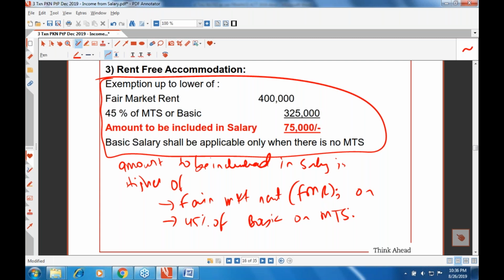So if you give your employee rent-free accommodation, that's another benefit which you are giving to them. If that benefit is being provided to your employee, it needs to be taxed. Now the question that arises is how is it going to be taxed? So now let's try to understand. It says the amount to be included in the salary is the higher of fair market rent or 45% of basic or MTS.